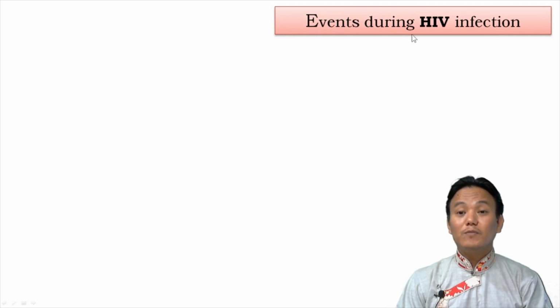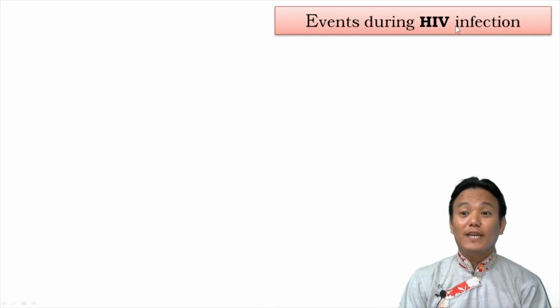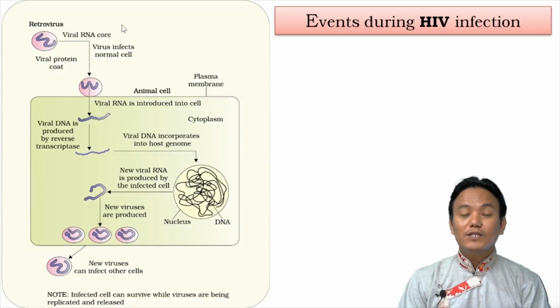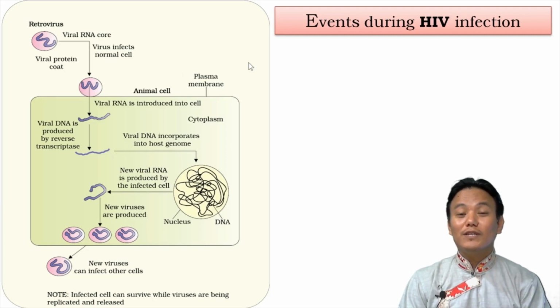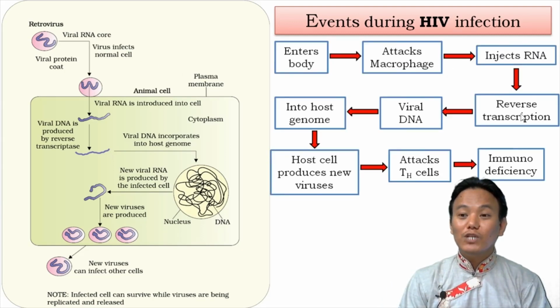Now let us discuss the events that occur during HIV infection. What happens within the body of an HIV infected person? How does HIV infection lead to development of AIDS? This diagram explains the events which occur during HIV infection. Therefore, this diagram is really important. You have to study this and you have to understand it completely. In order to help you understand this particular diagram, I have given you a flow chart over here. If you follow this flow chart, you can understand the events that occur during HIV infection.